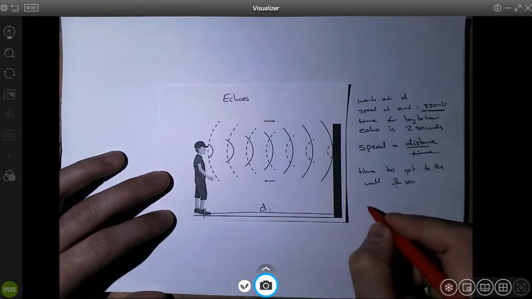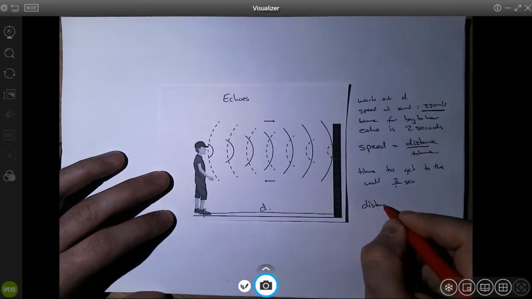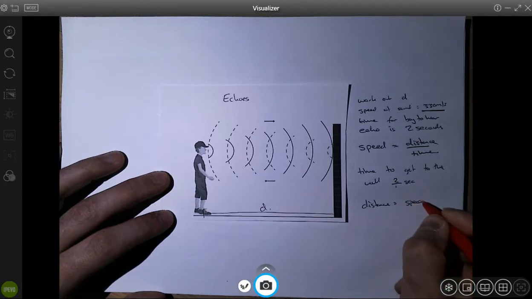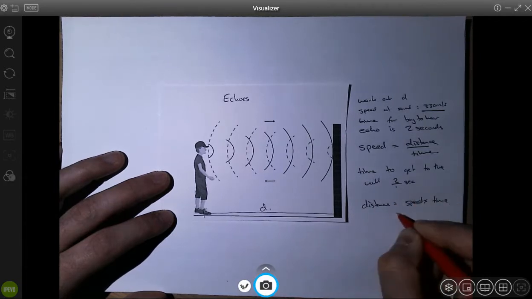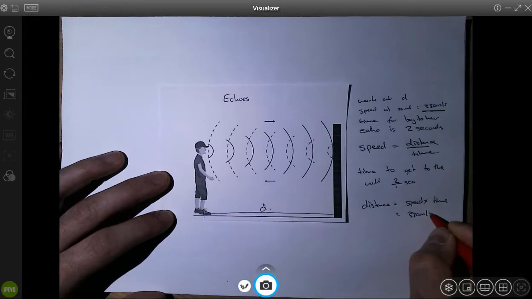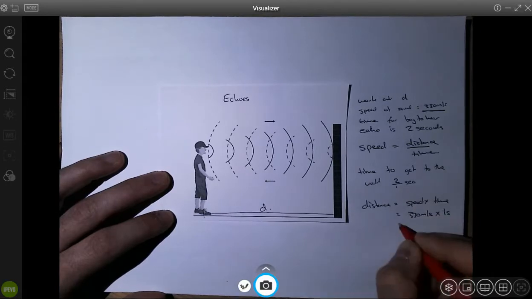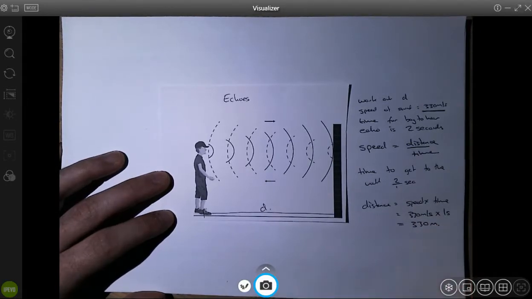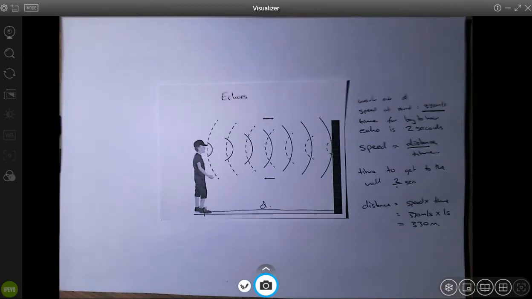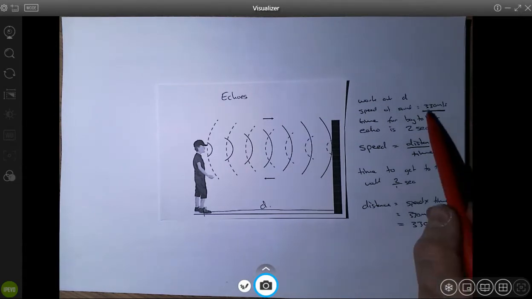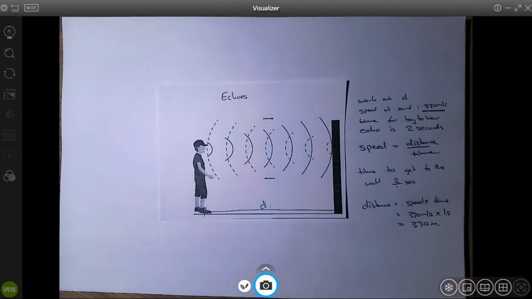So then I can say that distance is speed times time, 330 meters per second, times by 1 second is going to be equal to 330 meters. Okay, really simple question, really simple idea. Obviously, the numbers aren't always going to be this simple. Sometimes they might expect students to remember this value for the speed of sound.